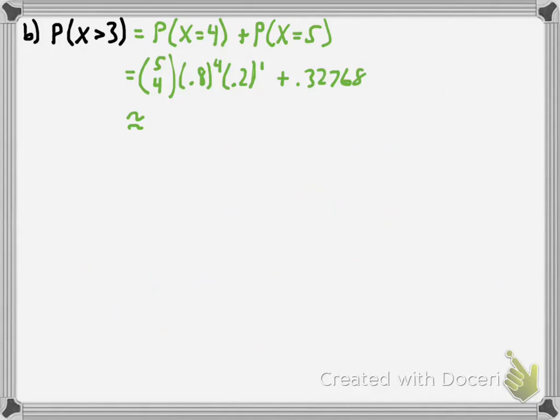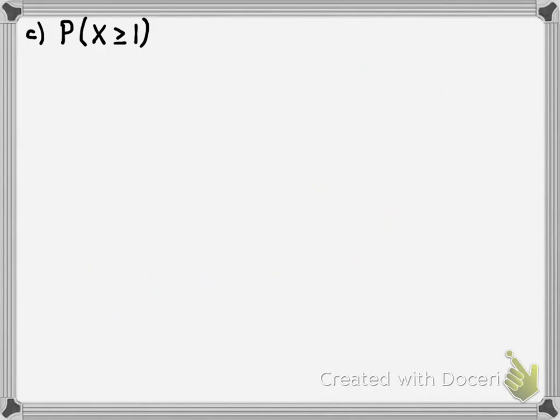Now this sounds like a pretty decent success rate for this physics team here. About 73.7% of the time, 0.737, they're going to hit 4 or 5 targets. They're going to hit the target 4 or 5 out of 5 times. All right, one more question here. Let's say we want to find the probability that they hit the target at least once.